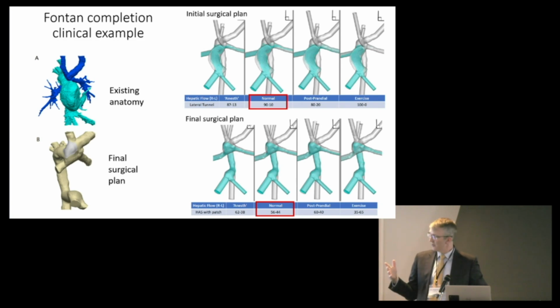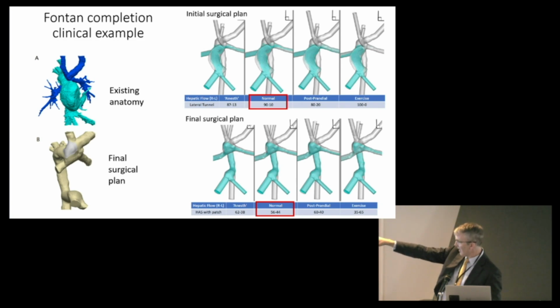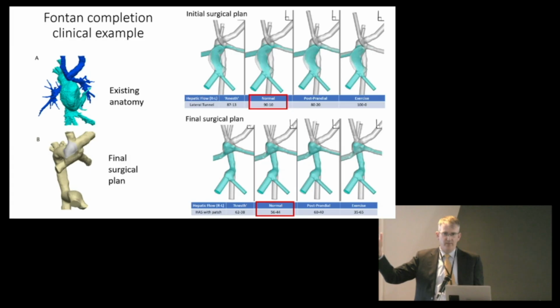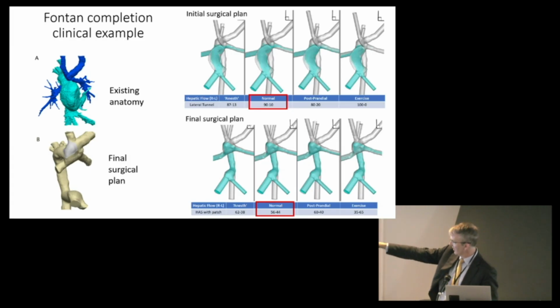I'll show you some examples of this. So this is a patient who has complex anatomy, interrupted IVC, azygous continuation, is a heterotaxy patient and needs to have a Fontan completion. Shown in the top panel of 4 images is the standard Fontan that we would have done had we not had this technology. And you can see here in the normal resting physiology, this child would have had 90% of their hepatic venous return to one lung and been at a high risk for developing AVMs in the left lung.